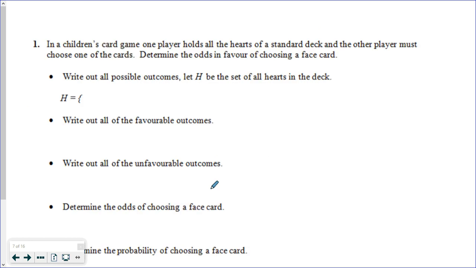So we'll go through a couple of questions here. In a children's card game, one player holds all of the hearts of a standard deck and the other player must choose one of the cards. Determine the odds in favor of choosing a face card. I've mentioned this before, that you need to have an understanding of what a basic deck of cards would look like. So holds all of the hearts, so the suit hearts. There are 13 hearts in a deck. One suit of hearts, there are 4 suits, so 52 divided by 4 is 13.